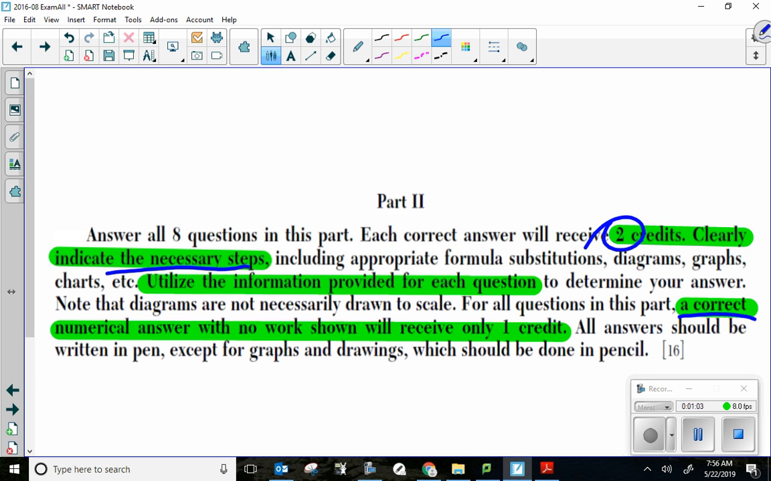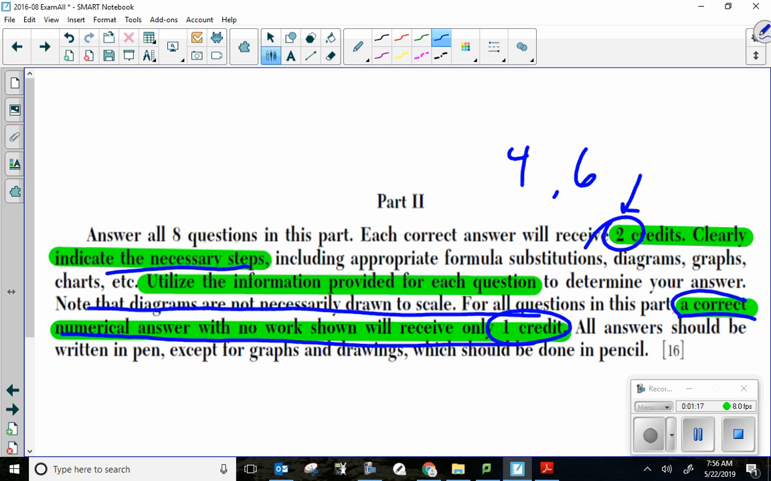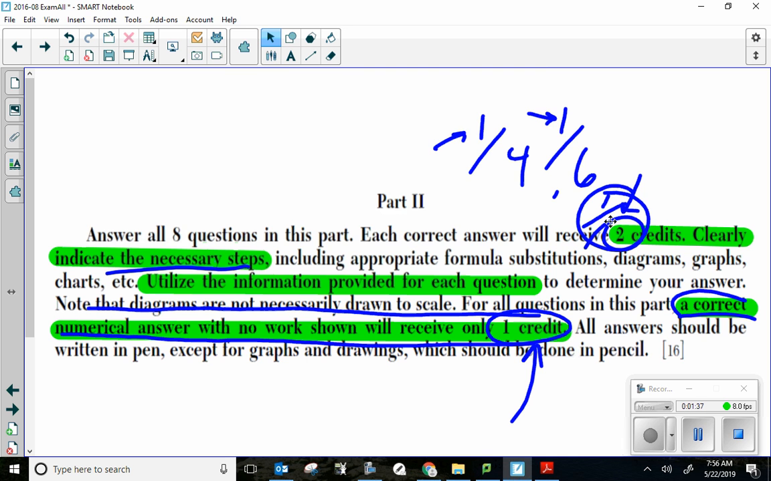A correct numerical answer with no work will receive only 1 point. It doesn't matter if it's a 2-point question, a 4-point question, or a 6-point question. This statement is on all of those. You would get 1 out of 2 for these, 1 out of 4, and 1 out of 6. This does not say you get half credit. 1 out of 2 is half credit, so you're not going to get 2 out of 4 and 3 out of 6. No, no, no. You only get 1 point, no matter what the question is worth.